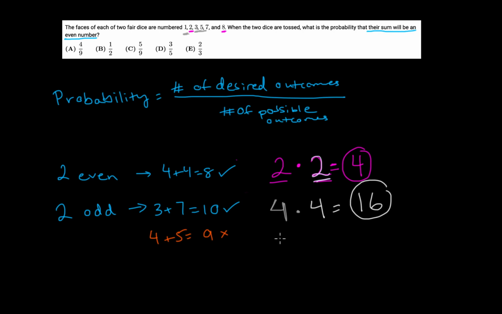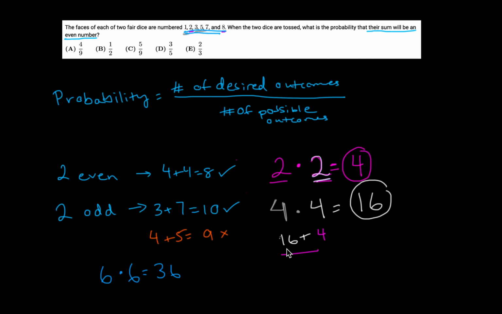And so our statement here is that the probability that their sum will be an even number has to be equal to 16 plus 4, because that's the total amount of possibilities where they get either two even or two odd, divided by the total number of possible outcomes. The total number of possible outcomes is really just the 6 that they're able to roll the first time, and the second time they can also roll 6 different possibilities. So it would be 6 times 6, or 36.